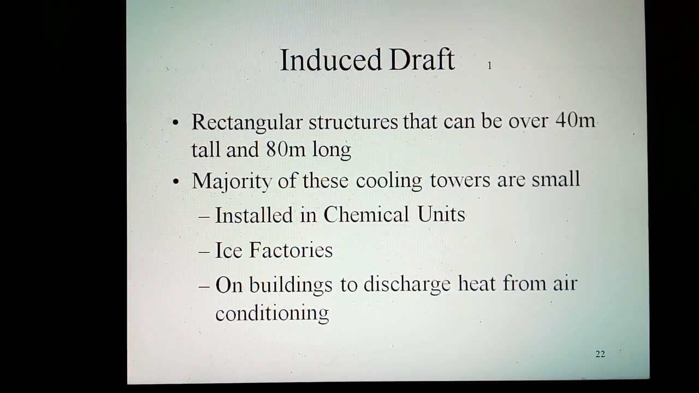Although these large towers are very prominent, the vast majority of cooling towers are much smaller, including many units installed on or near buildings to discharge heat from air conditioning.